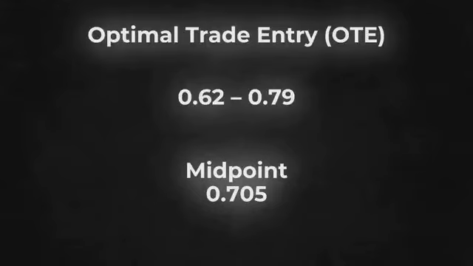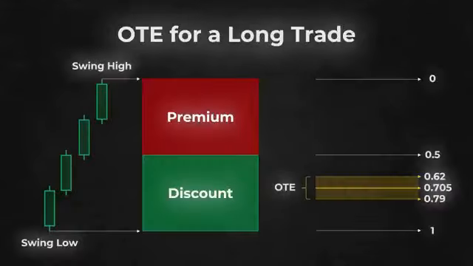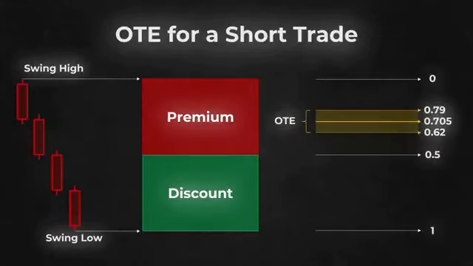In this illustration, you can see the OTE for a long trade. Notice how the zone falls into the discount zone. It's important to observe how price action reacts to the three levels of this zone, especially the midpoint at 0.705 retracement level. In this other illustration, you can see the OTE for a short trade. Notice how the zone falls into the premium zone. It's important to observe how price action reacts to the three levels of this zone, especially the midpoint retracement level, just like in the case of an OTE for a long trade.